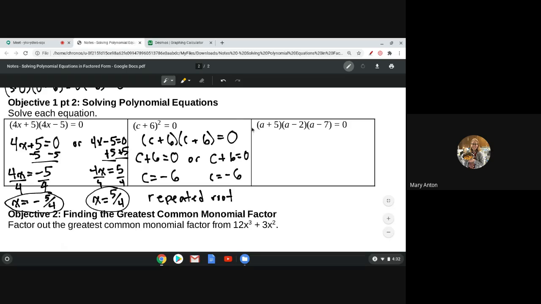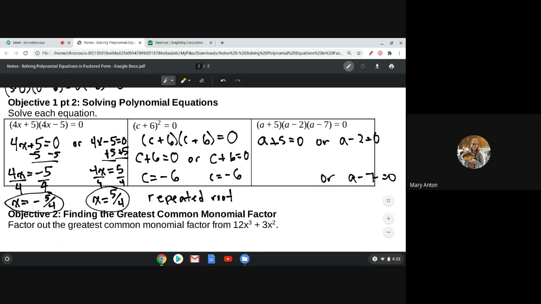And now this last one. Maybe you'll be able to see it without writing it out, but I'll write it out. This has 3 different pieces. That means we can set a plus 5 equal to 0, and that will be a solution, or a minus 2 equal to 0, and that's a solution, or a minus 7 equals 0.